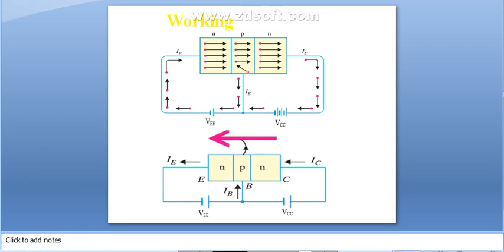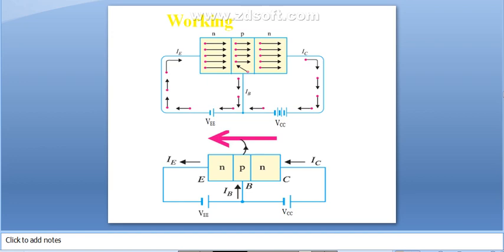If you combine the base current and collector current, it gives the emitter current. So we can write IE equal to IB plus IC, where IE is the emitter current, IB is the base current, and IC is the collector current. Only 5% of electrons are recombined with the holes in the p-type region, and most of the remaining electrons pass to the collector and produce a collector current.